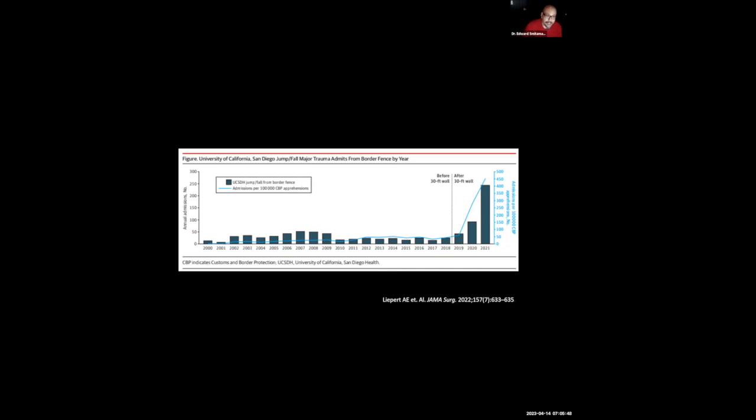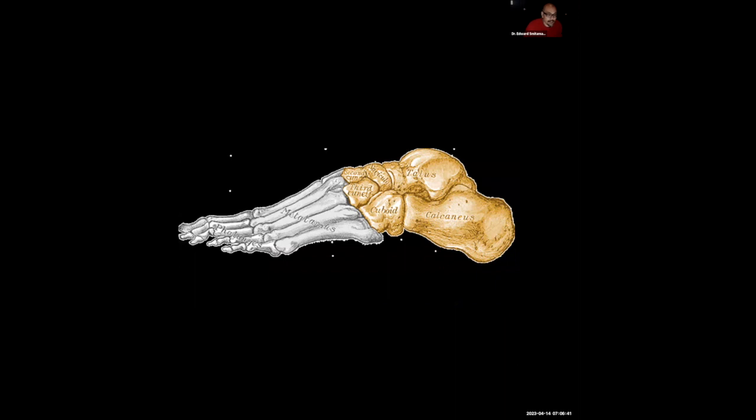of our admissions here at UCSD after the wall was increased in height in about 2018 to 2019. It's increased by multiple folds, as you can see here, almost by 300% or so, just this spike. And we are set to match or even eclipse that number. Mind you, these are seriously injured patients, and the mortality is also increased at the scene because of the height of the wall. And these are just the people that survive and make it to our hospital system. So a serious issue and humanitarian crisis. So that's the background.